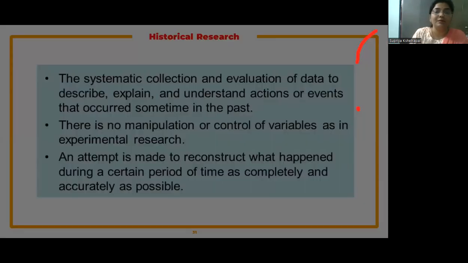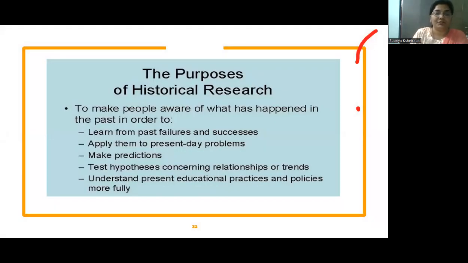So this comes under the historical research. So what is the purpose of historical research then? So we can make the people aware of what has happened in the past. Now this is very important for us, because when we study history, many times you people wonder why we study history. Each and every topic has a history.